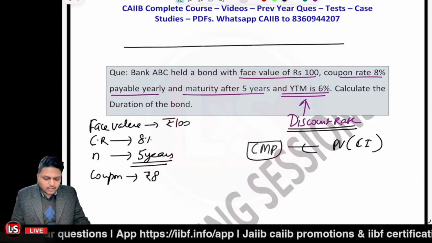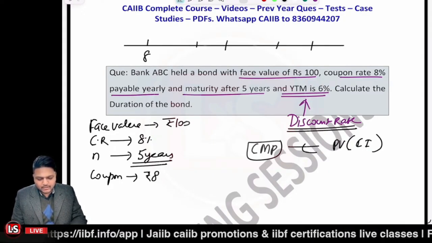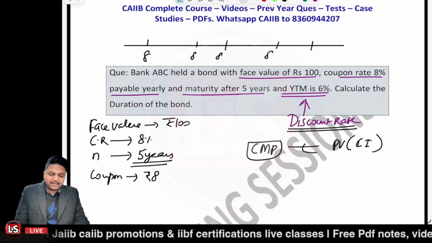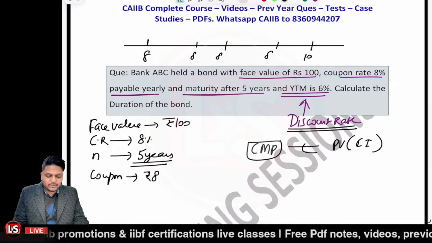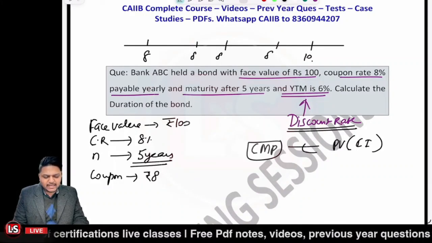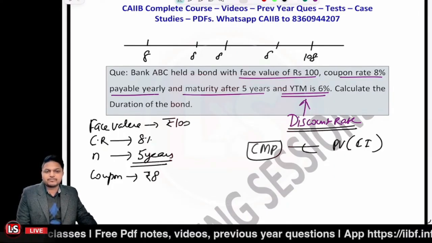And if I draw it on the timeline, that will be 1, 2, 3, 4 and 5. The person will be getting rupees 8 for the first 4 years. And in the end, the person will be getting 100 rupees as the face value, the maturity value, and also rupees 8 as coupon. So 108 would be paid at the end of the tenure, right?